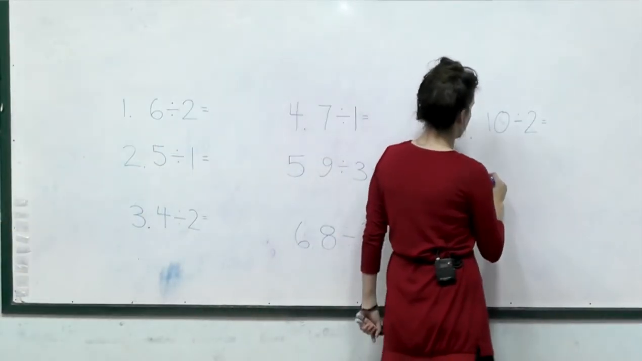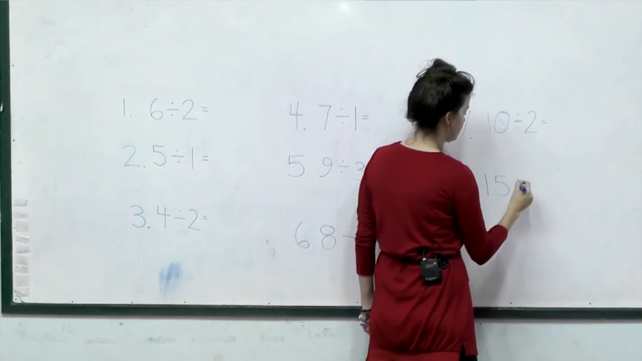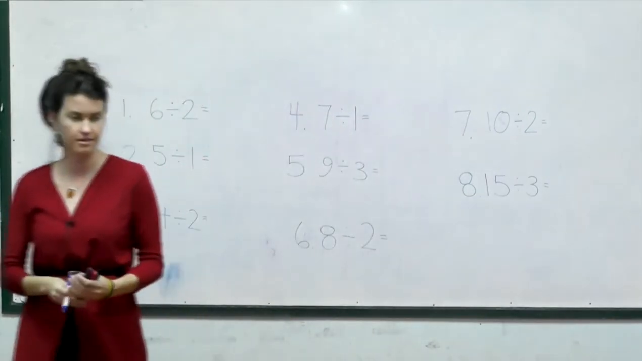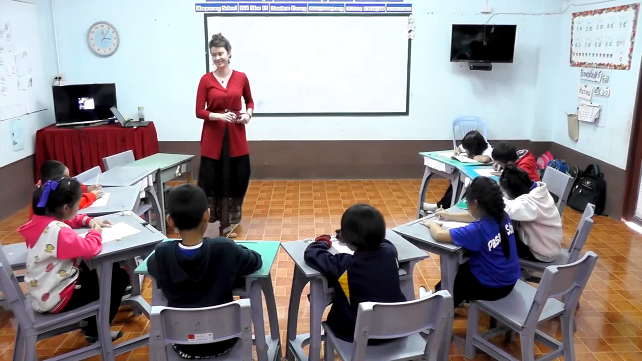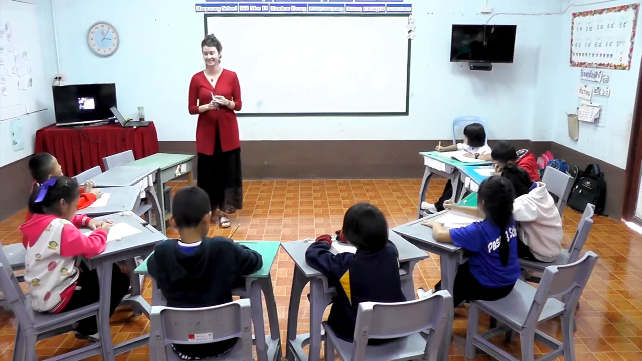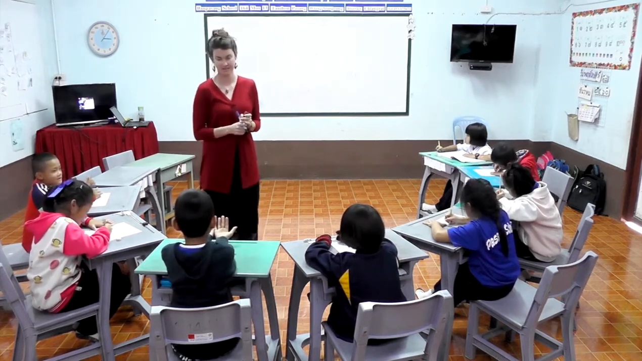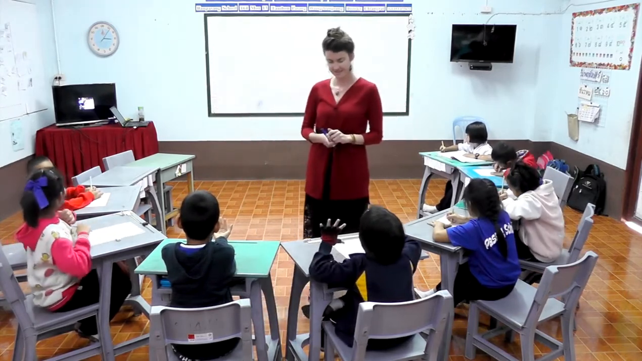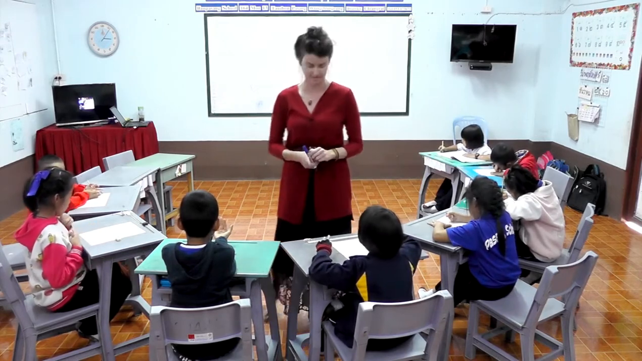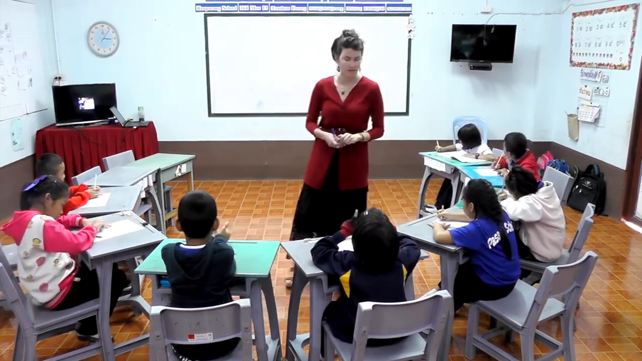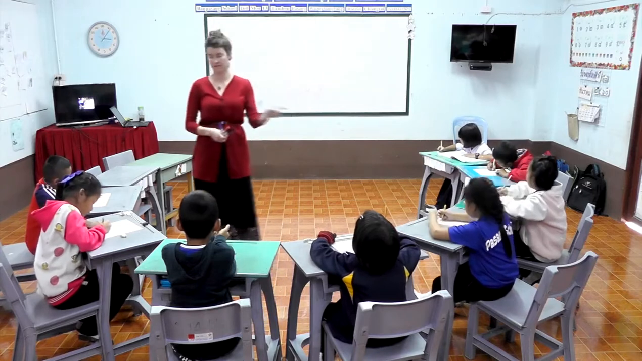I think we're just going to do 8. Our last one, 15 divided by 3. Oh, it's counting out. Okay. You got it. We're just going to do 8, so everybody will get one.